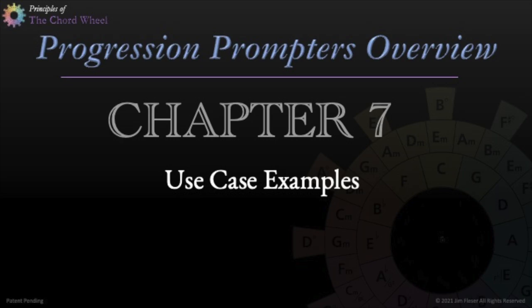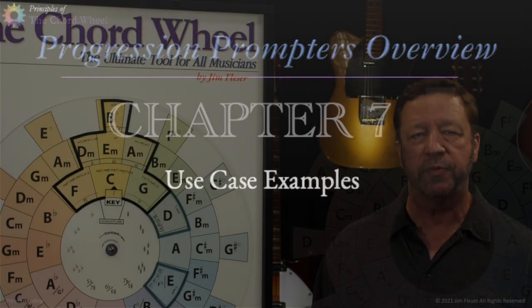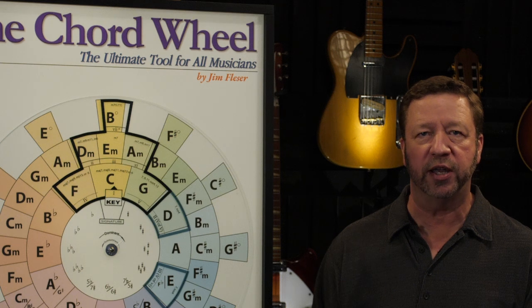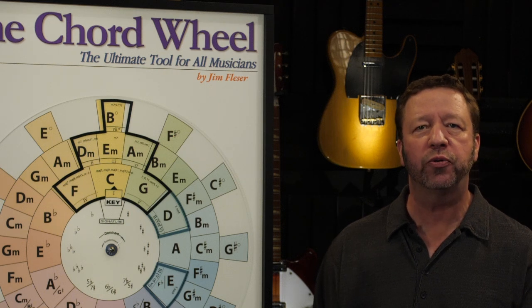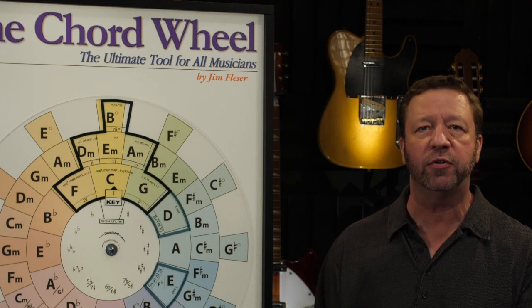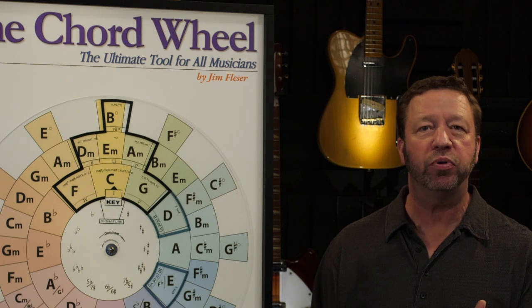Welcome to Chapter 7 of the Chord Wheel Progression Prompter Overview. In this chapter, we're going to try to put it all together: the key color row block 8 format, the harmonic divergence icons, and we're going to try to go through a couple of progressions at a very high level and talk about how we might play over these.